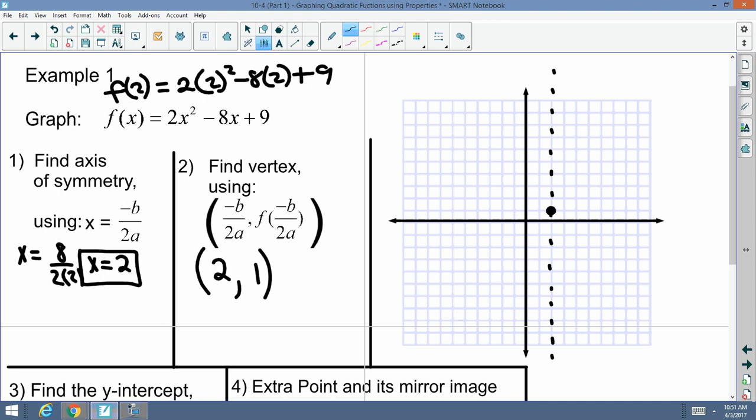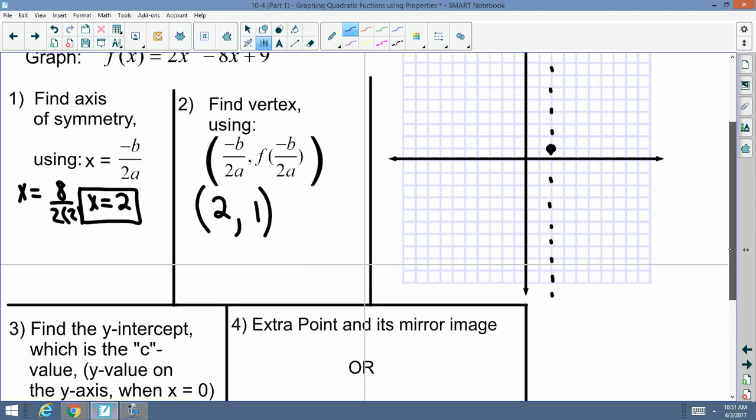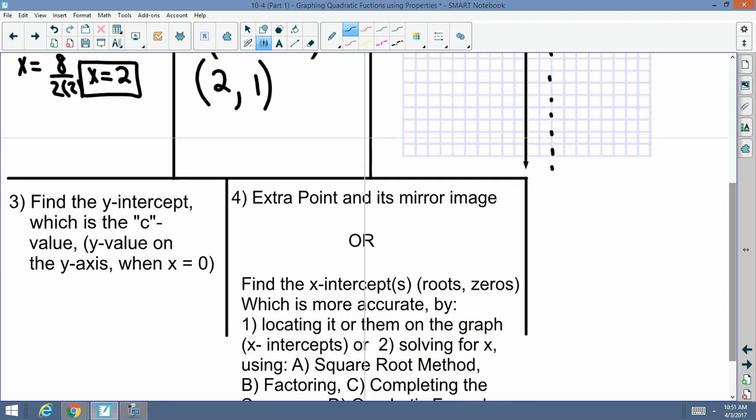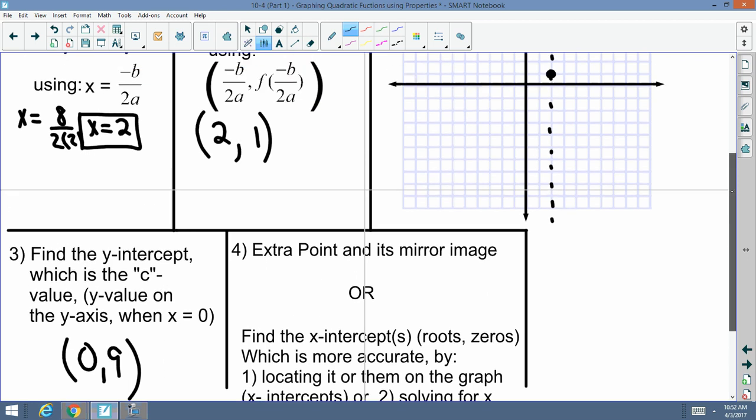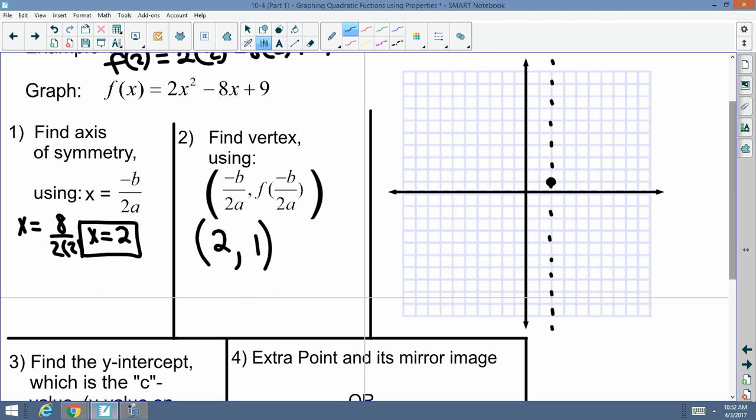Step 3, y-intercept. Well, my y-intercept is the y value when x is 0, or the c value. And in this case, the c value was 9. So 0, 9 is my y-intercept. So once I put my 0, 9, it's right here. Now I do the mirror image, guys. So if that's 2 places to the left of the axis of symmetry, where would the mirror image be? 2 places to the right. And you are done.